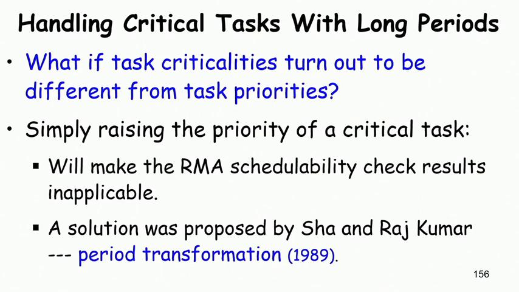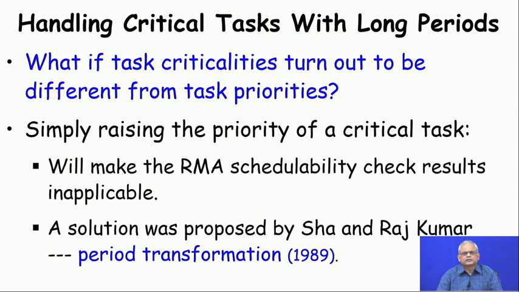One simple solution to this is to just raise the priority of the critical task, but then that makes all the results that we discussed, Liu, Lehoczky's, etc., inapplicable. Now, let us look at how to handle this situation. There are often situations where the task criticalities are different from the task priorities, and if we simply adjust the priorities and violate the rate monotonic priority assignment, then the results that we had so far on rate monotonic analysis would not hold.